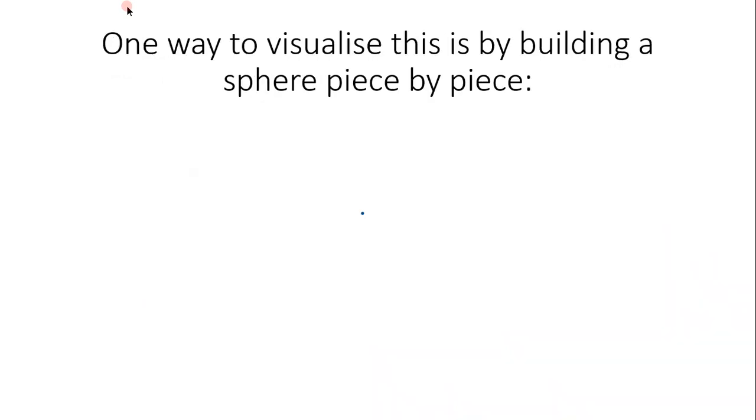One way to visualize this is by building a sphere piece by piece. So let's plot 0, 0, 0 first. Now 0, 1, 0, which is just up 1 on the y-axis. Let's go left by 1, and let's go back into the screen by 1 to represent the z-coordinate.